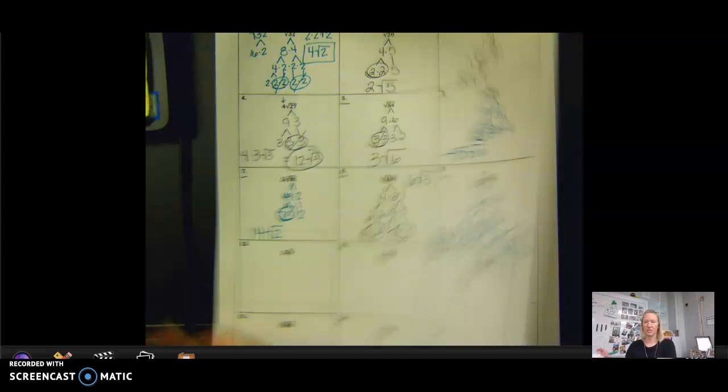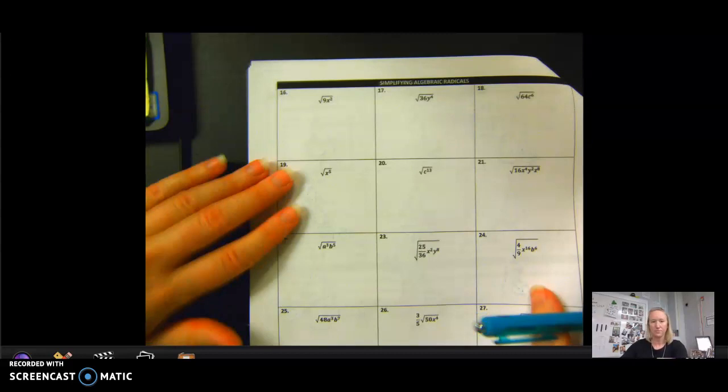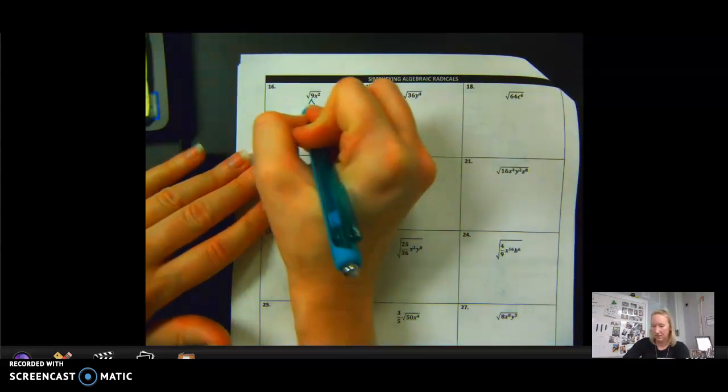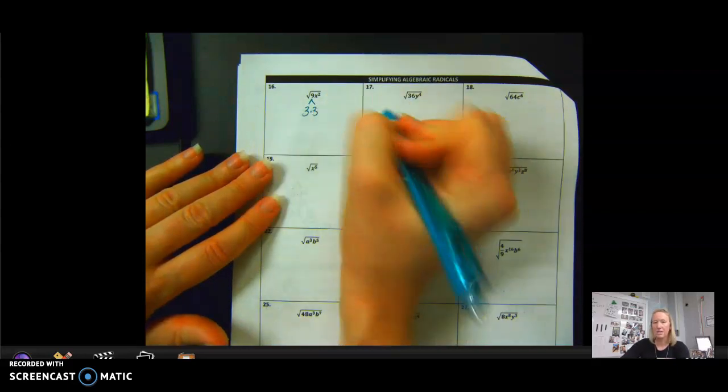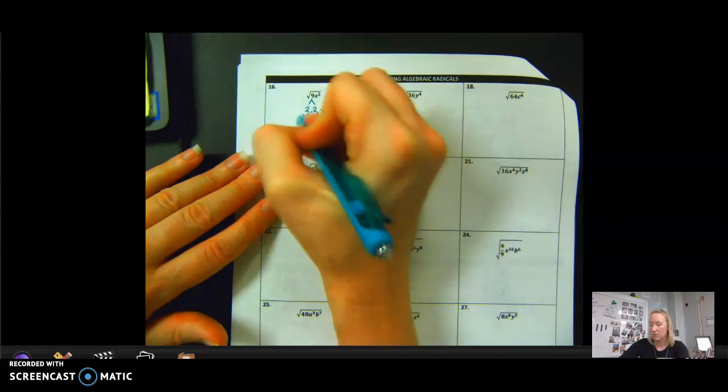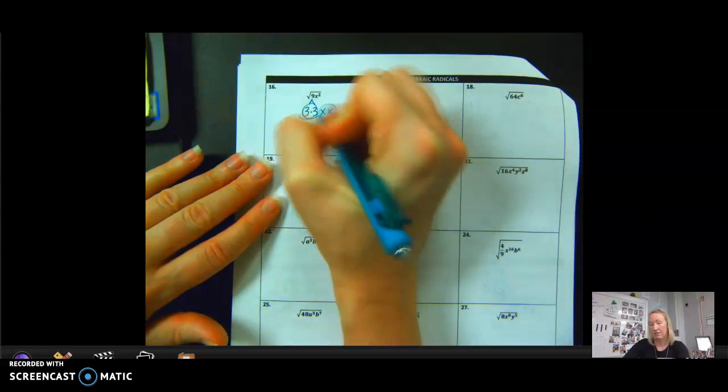For right now, go ahead and skip 10 through 15 and go to the next page, page 4, because now we're going to talk about variables. So variables. We're still going to break the number down the same way we were, so I'm going to break that down to 3 times 3. And then I'm going to list out what this means. X squared means x times x. I'm going to circle my pair, so I have a pair of 3's and I have a pair of x's.